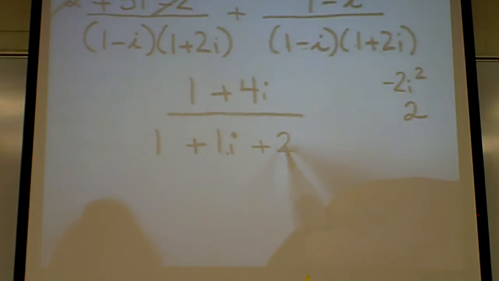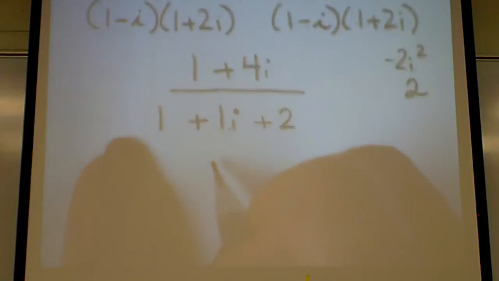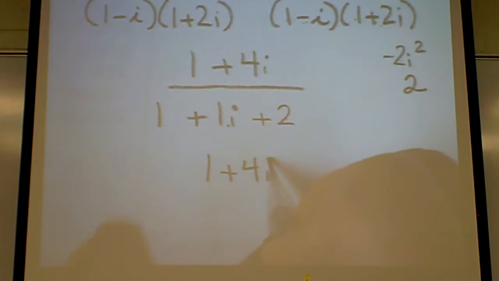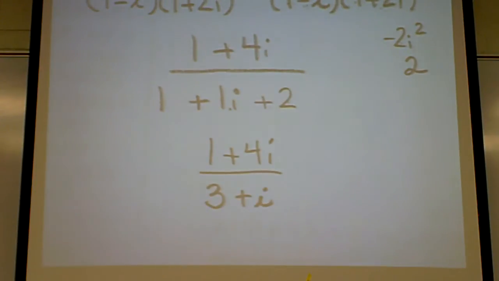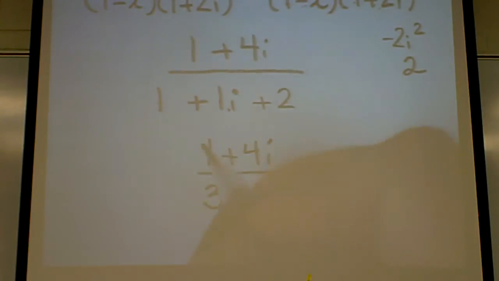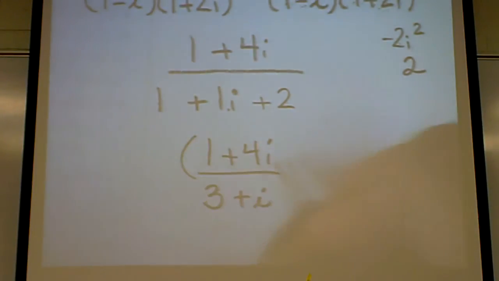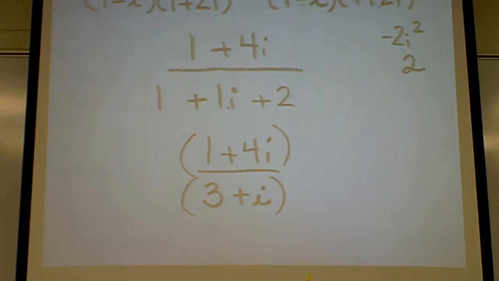Now clean this up. You've got 3 right here. So you've got 1 plus 4i over 3 plus i. Forget the 1 in front of i. Is this the right answer? It's right if you don't have to rationalize, but we always rationalize our denominator. So what do we do next? So at this point, I would give you points. If you got to this point correctly, I'd give you points.